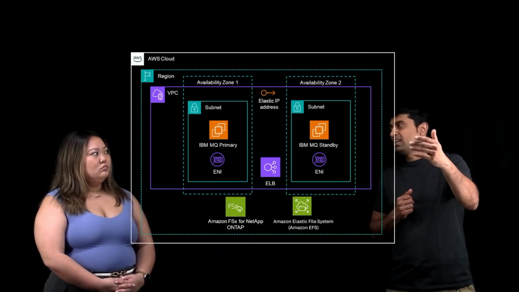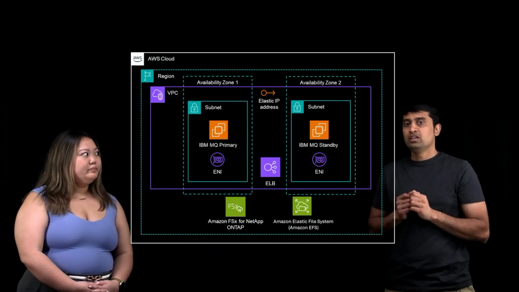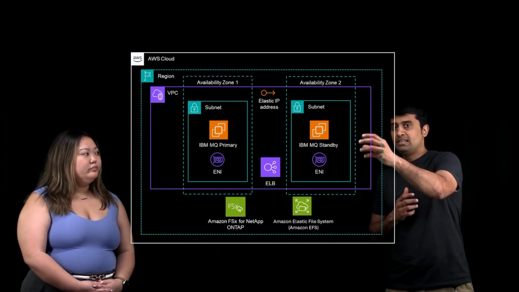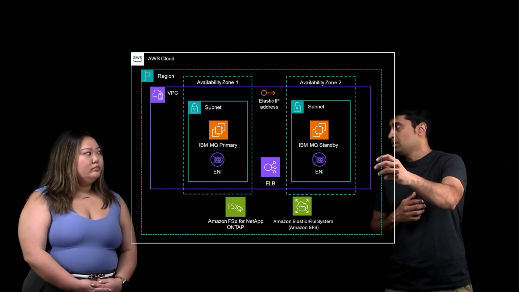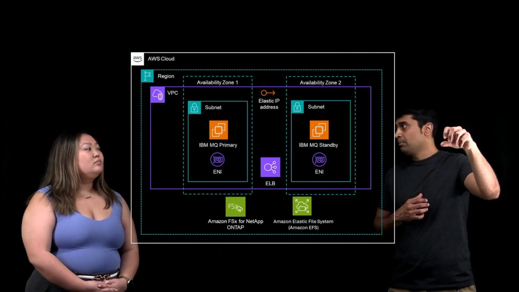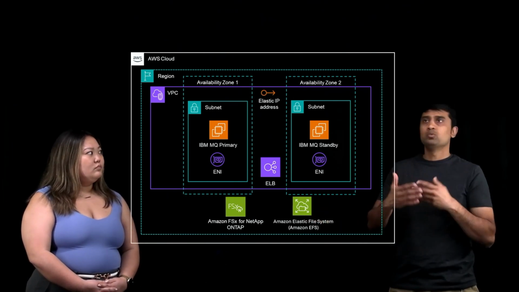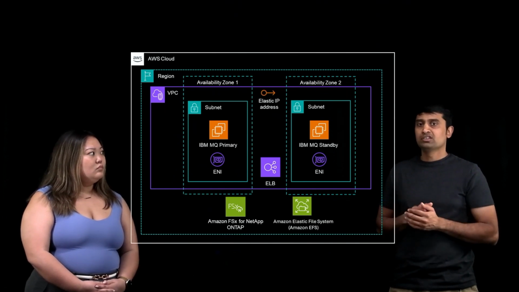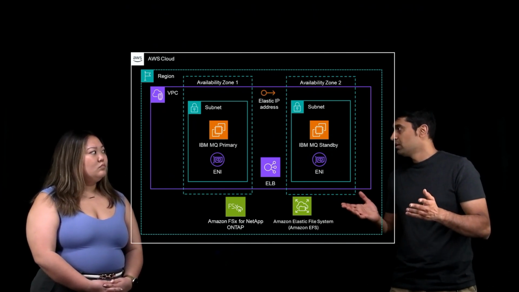Your standby became your primary. Right. Now, you need to have a mechanism that detaches your Elastic IP from the primary MQ instance and attaches it to the standby, which is now primary. There are various ways to do it.